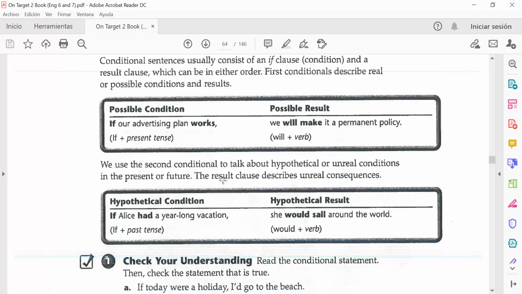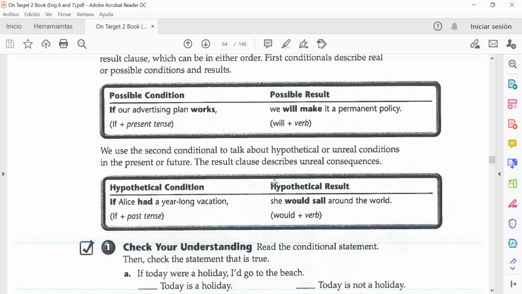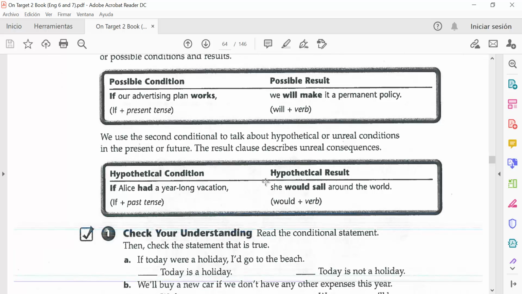And as you can see, the final part of the paragraph says the result clause. Remember what a clause is? A part of a sentence. So the result clause describes unreal consequences, unreal results. Now let's see how you form a second conditional sentence. First, the sentence is divided in two parts, in two clauses. We have the condition clause and we have the result clause. Let's focus first on the condition clause.